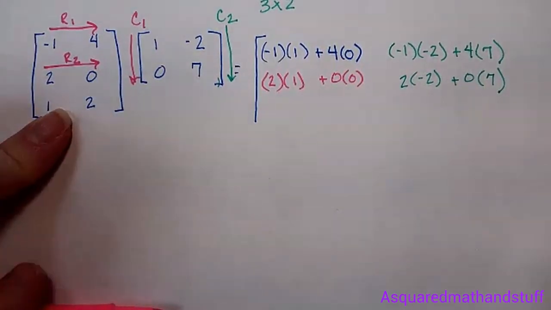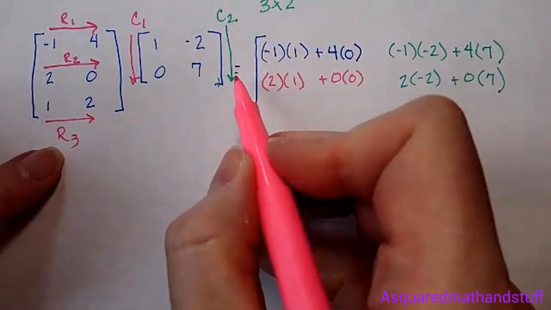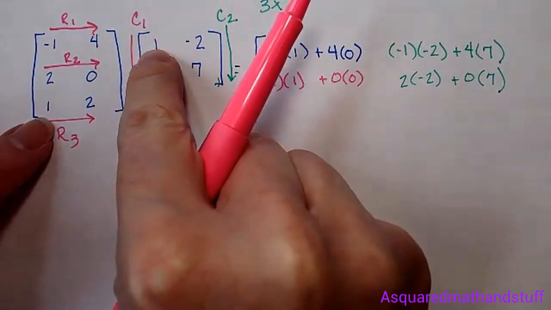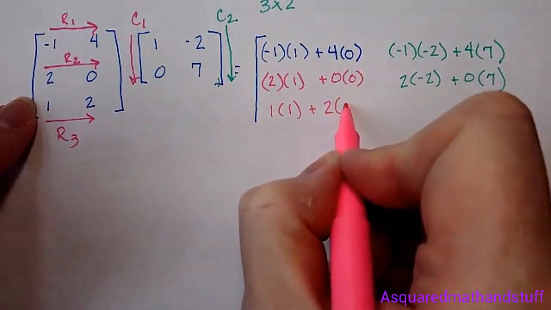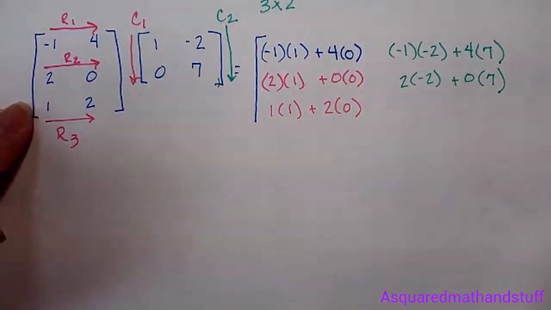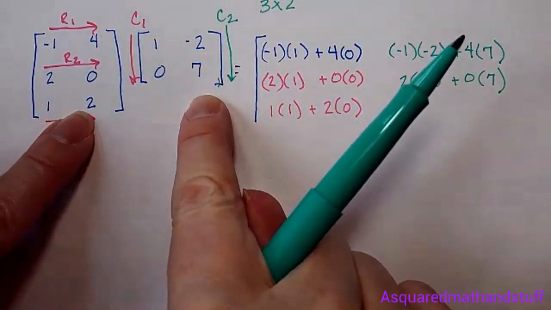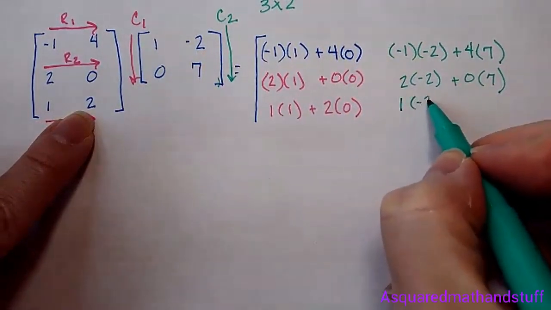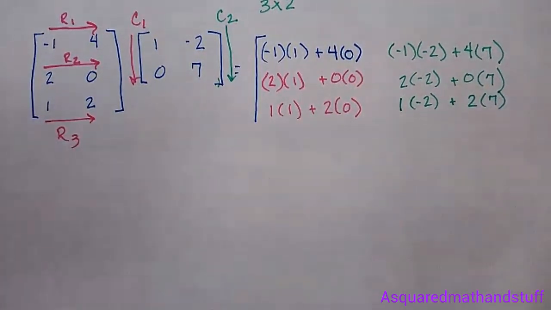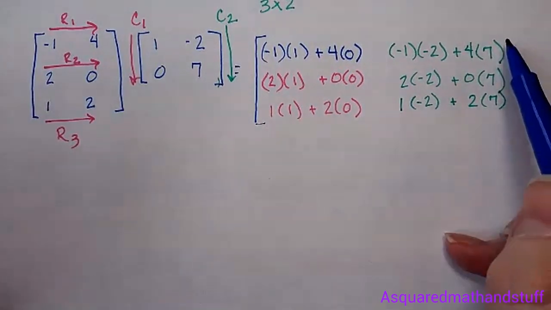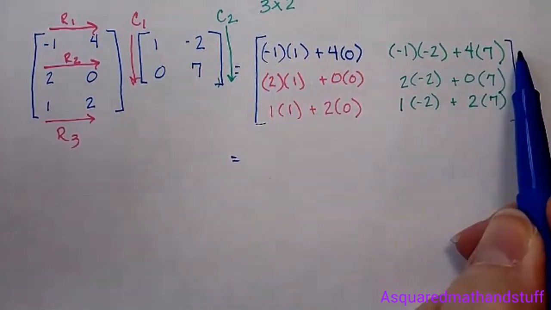And then lastly, we're going to go across row 3, down column 1, and then down column 2. So across row 3, we have 1 times 1 plus 2 times 0. And then across row 3, down column 2, we'll have 1 times -2 plus 2 times 7. We'll close off this matrix. And let's perform these operations.